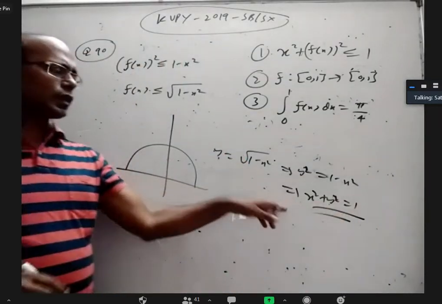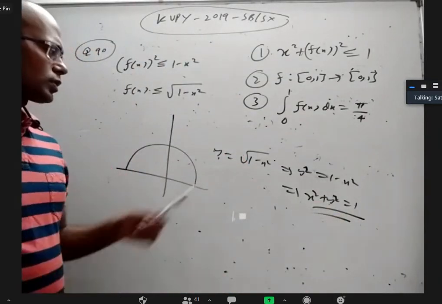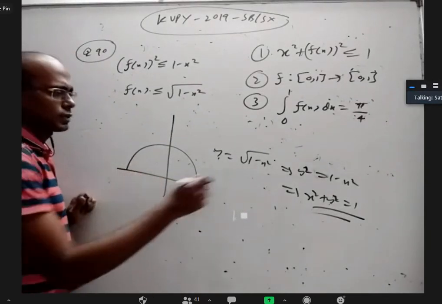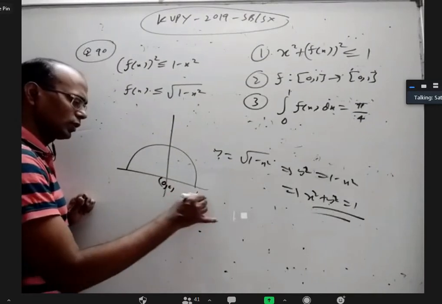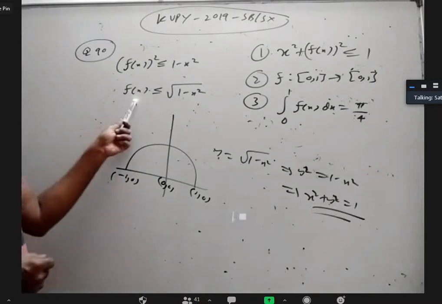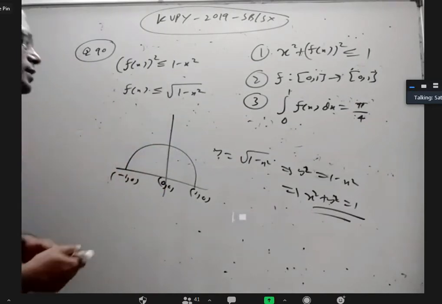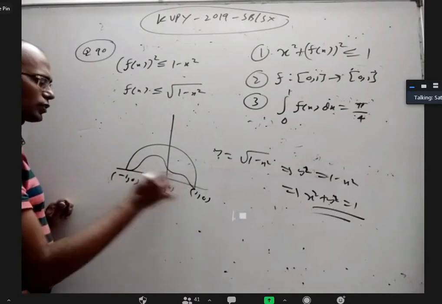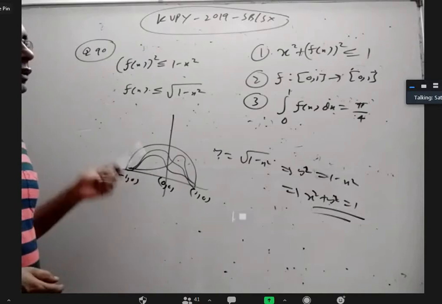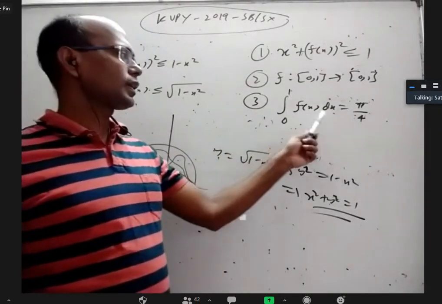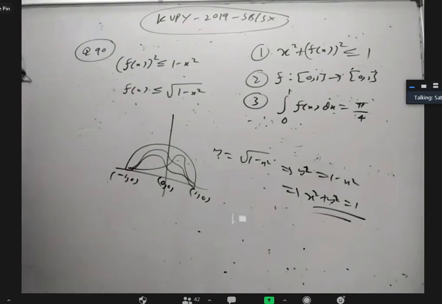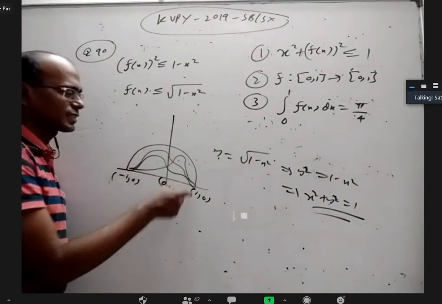So it is a circle, but not a full circle, a semicircle, because y is always positive since the root of something is always positive. Taking the full circle, it is a circle with center 0, 0, radius 1, only the upper semicircle. And your function can be equal to that or anything less than that. For example, I can have a function here, a function here, a function here. But something else is important, that between 0 to 1, the area under the curve should be pi by 4. That is possible only when it is exactly this curve.